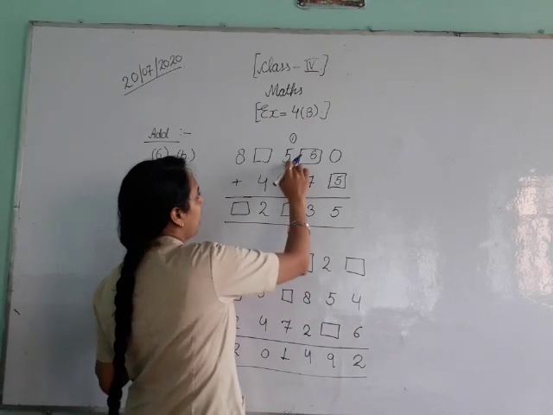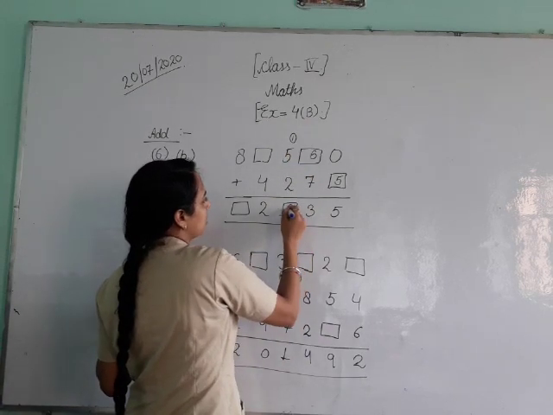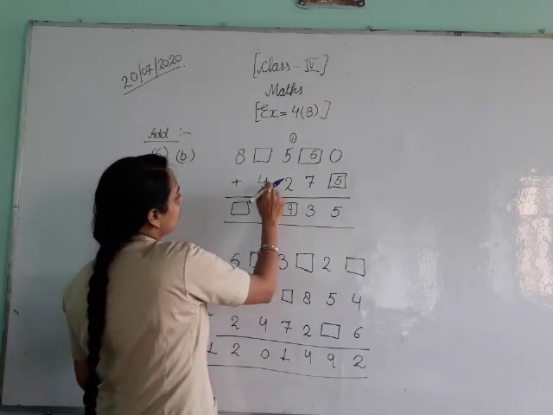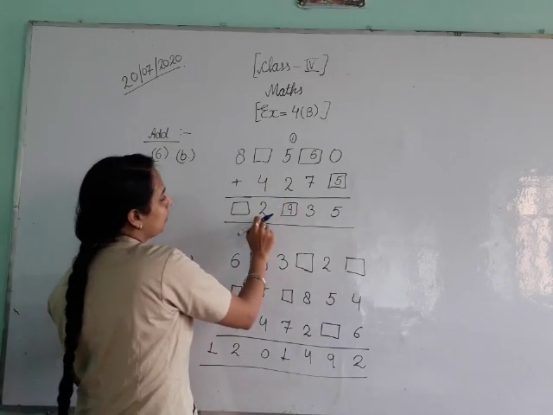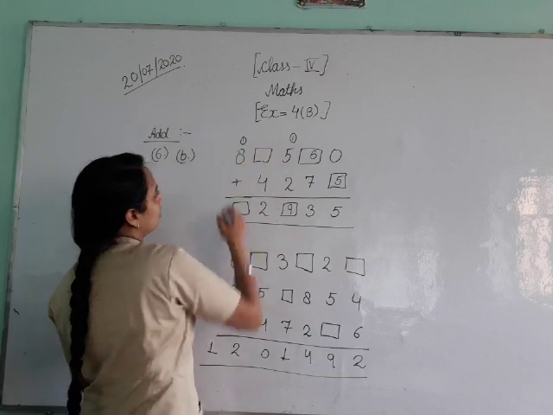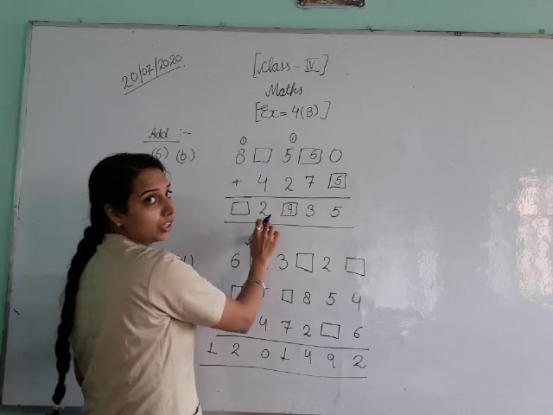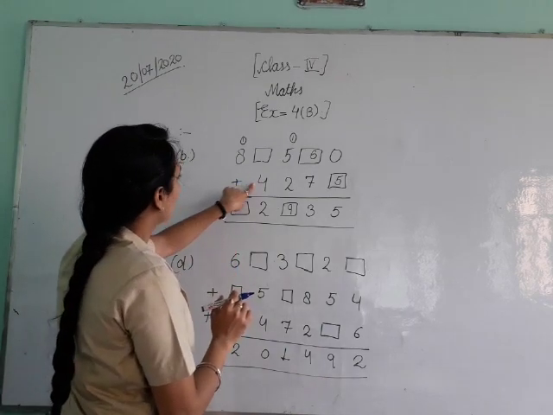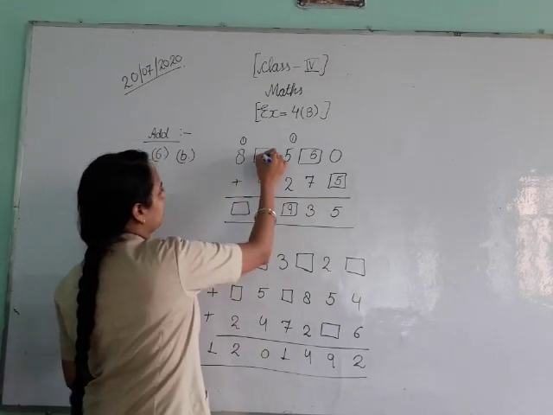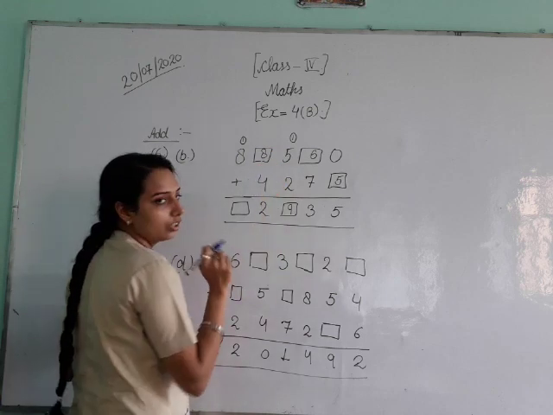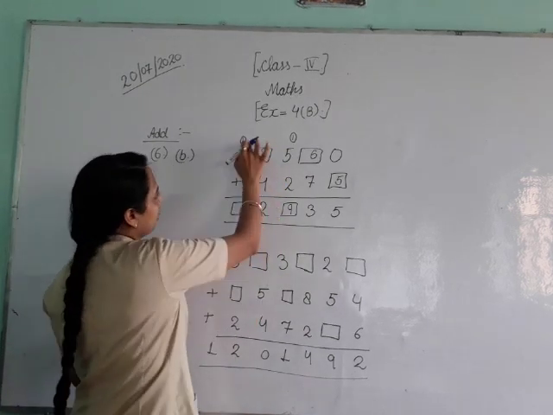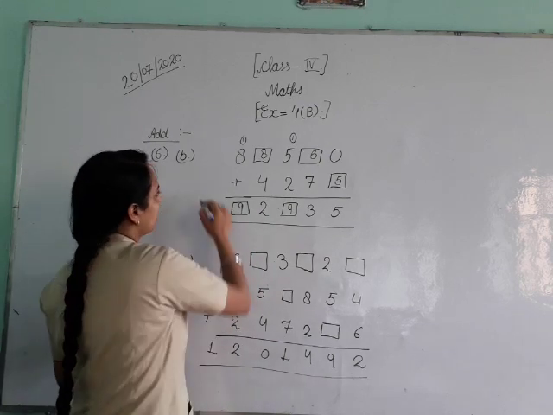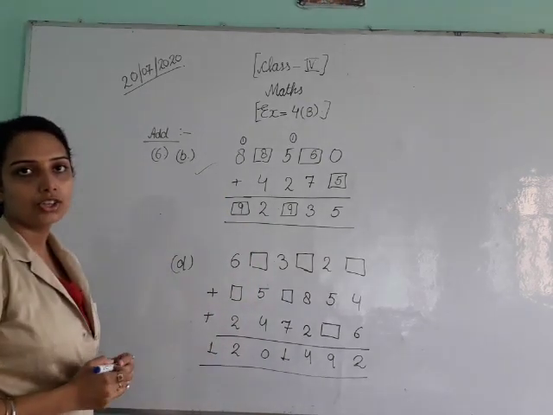Now 5, 6, 7, 8 and 9. Understood? Now next step, in 4 what we have to add so that it will become 12. 1 will come here. So that it will become 12. So 4 and 8. 8 plus 4, 12. Then already 1 is there. 8 plus 1 is 9. Understood? This is the answer.